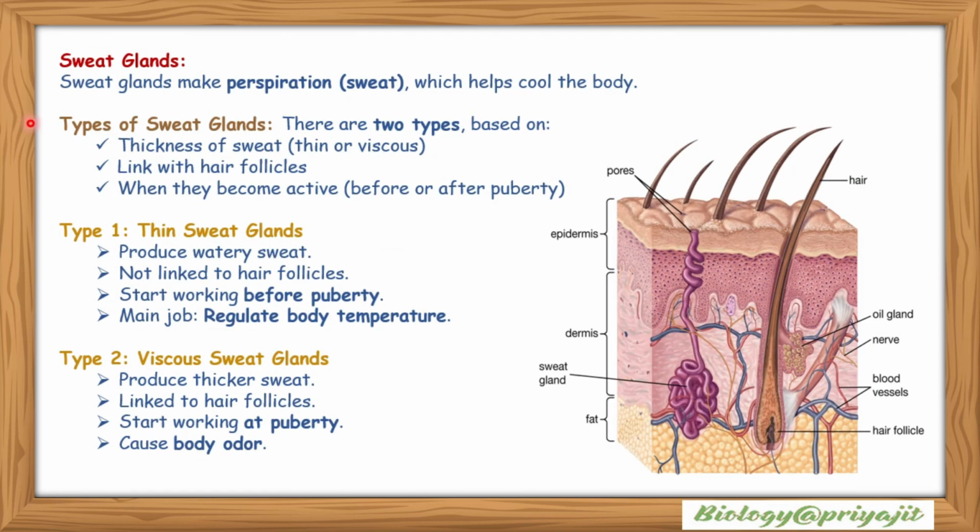Sweat glands. Sweat glands make perspiration or sweat, which helps cool the body. Types of sweat glands: there are basically two types based on thickness of sweat, thin or viscous, linked with hair follicles when they become active before or after puberty. Type 1, thin sweat glands, produce watery sweat, not linked to hair follicles, and start working before puberty. Their main job is to regulate body temperature. Type 2, viscous sweat glands, produce thicker sweat linked to hair follicles. They start working at puberty and cause bad odor.